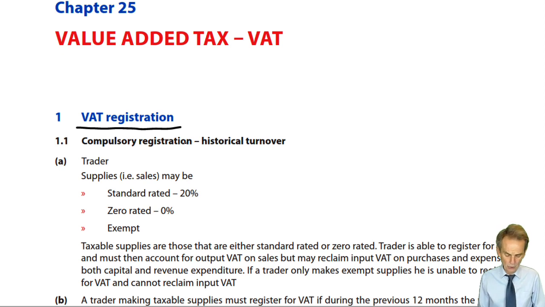We have what we'll be talking about here in this lecture, compulsory registration, and with compulsory registration, there is no choice, as the word compulsory would imply. There is also voluntary registration. So before the rules require a trader to register for VAT and therefore account for VAT, before that happens, they may voluntarily choose to register for VAT.